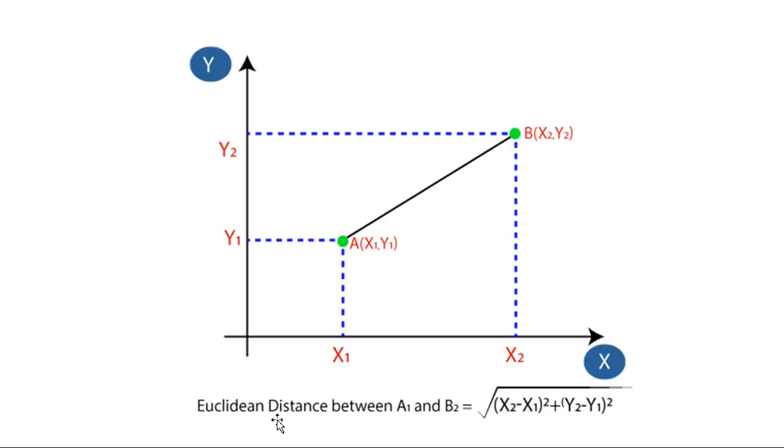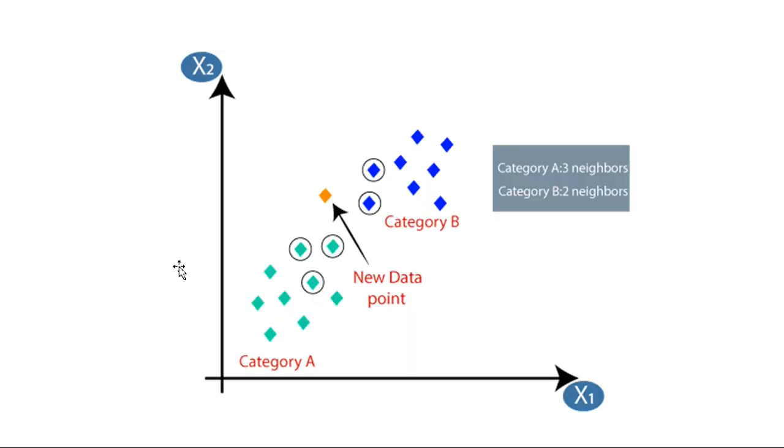So here we have the Euclidean distance between A and B. What are A and B here? (x1, y1) and (x2, y2). As we know, the Euclidean distance formula is the square root of (x2 minus x1) whole squared plus (y2 minus y1) whole squared. Again, we can see another example here.